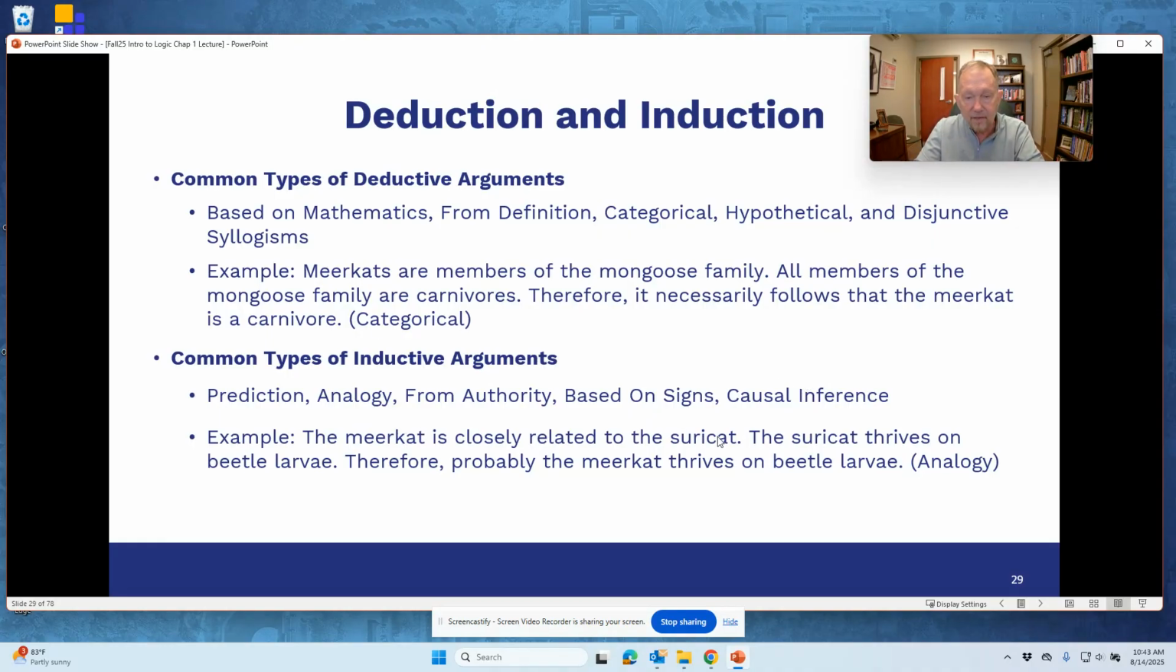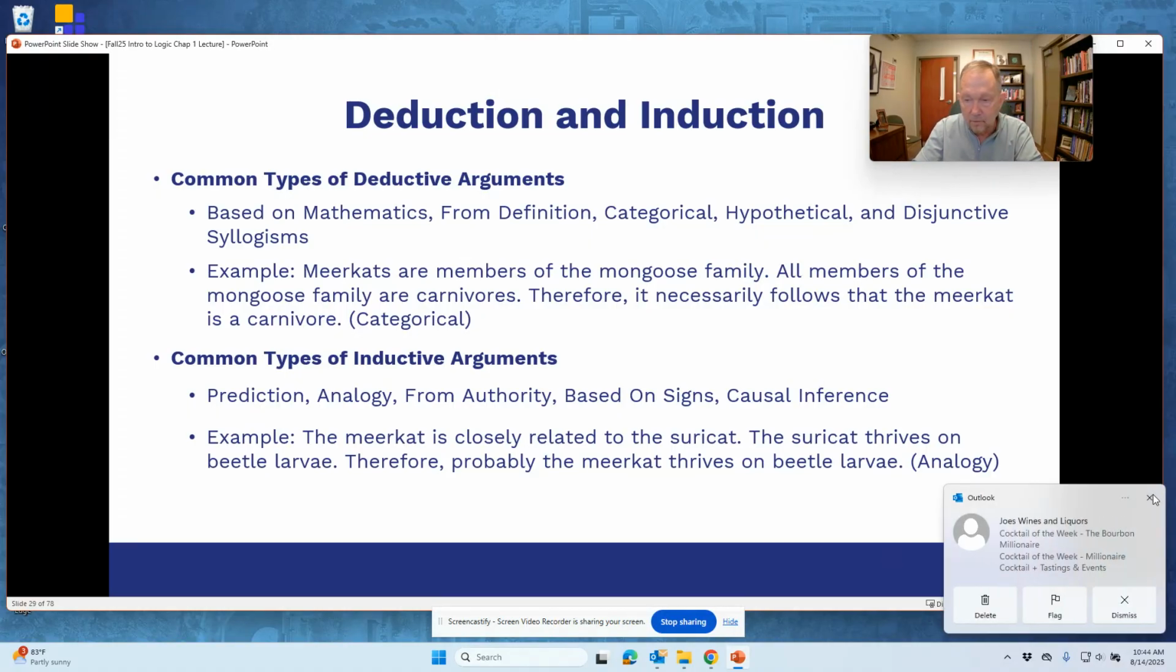The meerkat is closely related to the suricate. The suricate thrives on beetle larvae. Therefore, probably the meerkat thrives on beetle larvae. Now, this is an analogy, right? You're making an analogy between the meerkat and the suricate. And the suricate has a particular attribute, and we're assigning that to the meerkat. So it's an analogy. This is like that. Pretty straightforward.